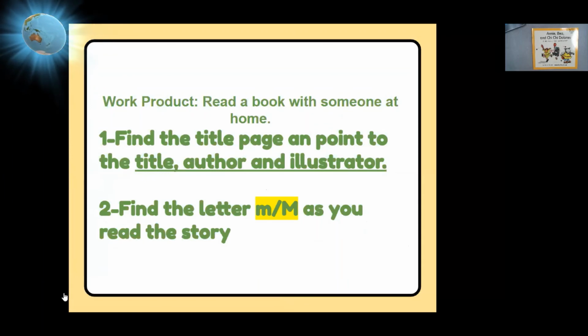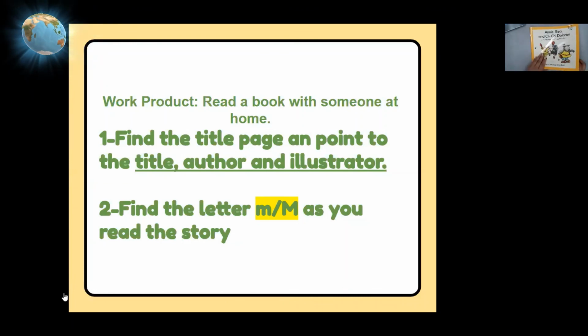Where can you find it? In your house, what book do you have that you're about to read? Find the name of the story, which is the title. Find the author, the person who wrote the story, and also the illustrator. You can find the title on the front cover, but also on the title page. So find the title page in your book, which is inside your book, and then find those three things. The name of the story, the title, the author, and the illustrator.